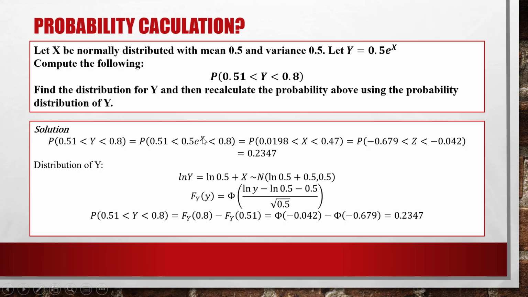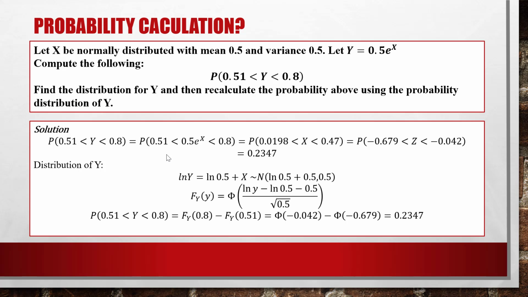You see that here, in order to solve for x, first we have to divide by 0.5 and then take the natural log, right? So we applied this process to all 3 sides of this inequality. So we got the natural log of 0.51 over 0.5 is 0.0198. And similarly for the right hand side, the natural log of 0.8 over 0.5 is 0.47.